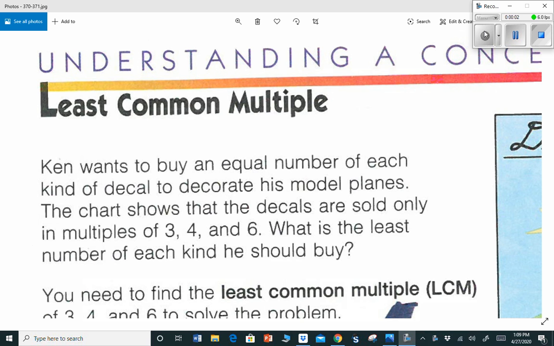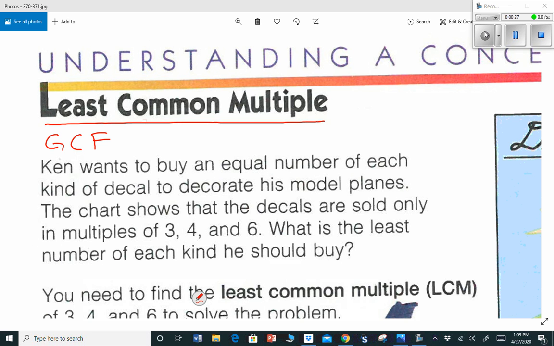Today's lesson is least common multiple, and it's 9-10, least common multiple. Now, everybody gets confused because previously we did GCF, greatest common factor. That's where you make factor rainbows and list all the things that multiply to make a certain number. We're not doing greatest common factor. We're doing least common multiple.